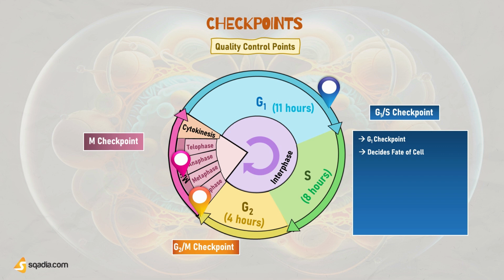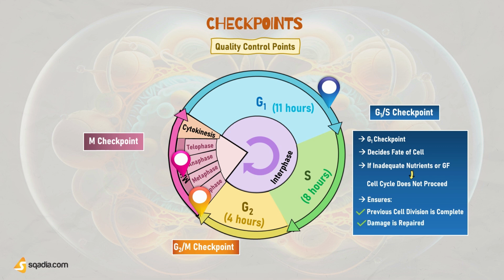The cell will not proceed if there are inadequate nutrients or growth factors available. It ensures that the previous cycle of division is complete and any damage present gets repaired before DNA synthesis. Cell cycle will be arrested and the cell enters the G0 phase until the damage is repaired. Only then it can pass the checkpoint.